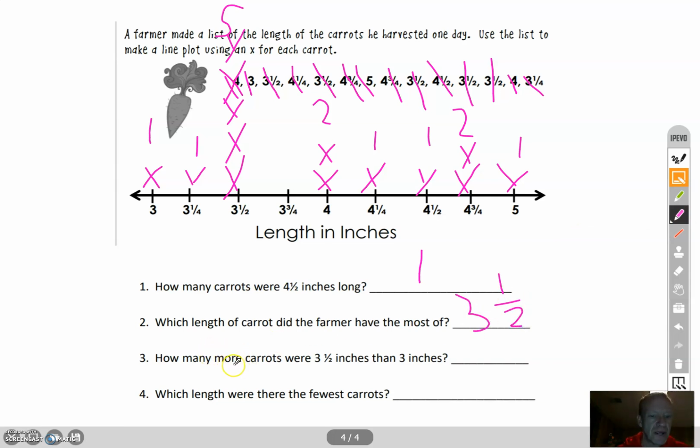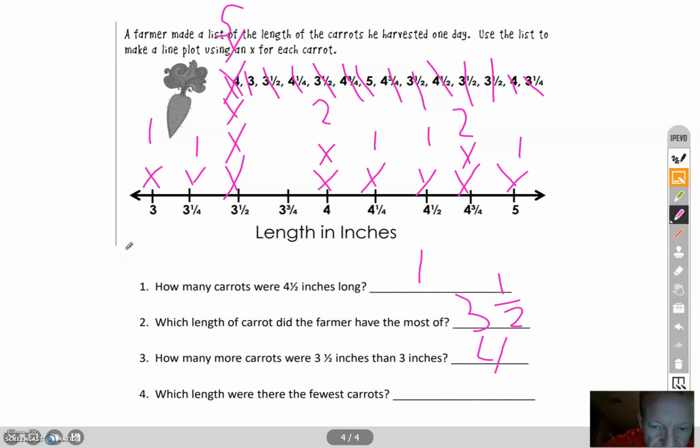How many more carrots, keyword is how many more, were 3.5 inches than 3 inches? Go ahead and do your work. Very good. If you said 4. Which length were the fewest carrots? Which length was the fewest carrots? And sometimes this is a trick question. Which length were the fewest carrots? Go ahead and see if you can come up with an answer.